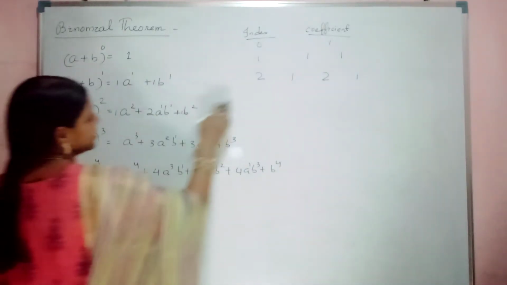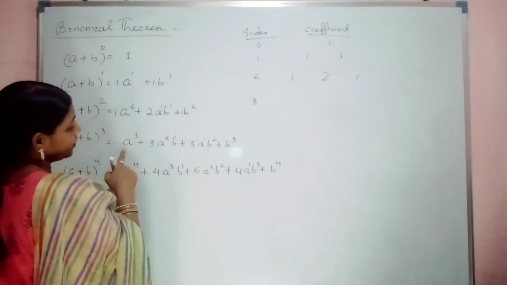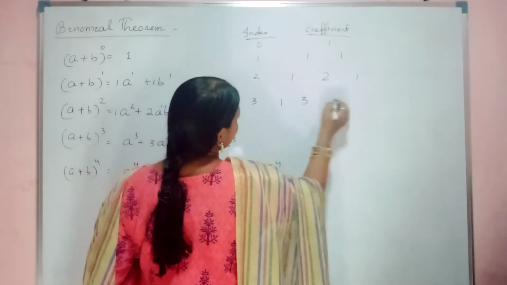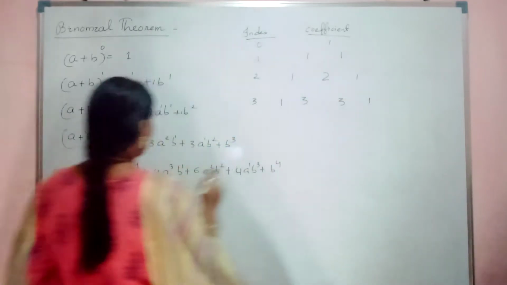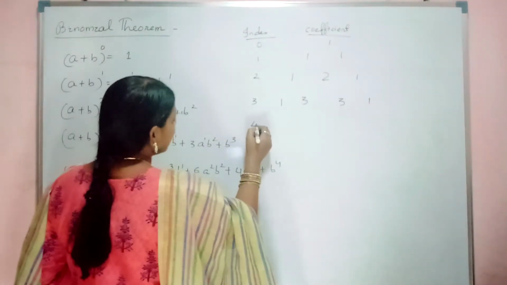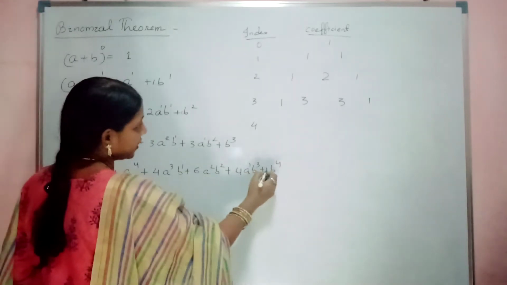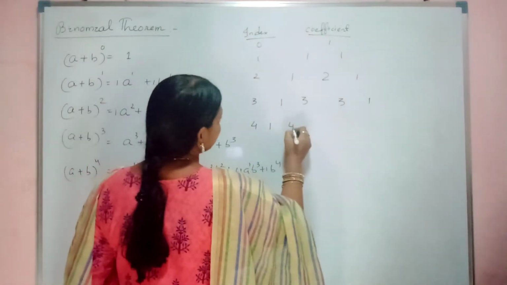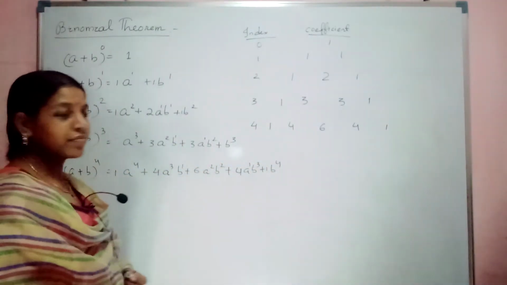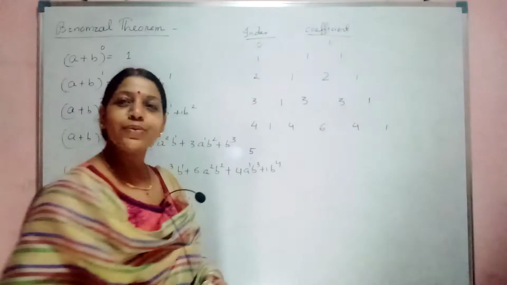Similarly, my index here, how much is it? 3. So what is the coefficient for it? 1, 3, 3, 1. So I will write it as 1, 3, 3, 1. Similarly, here my index is 4. What is the coefficient? 1, 4, 6, 4, 1. So I will write it as 1, 4, 6, 4, 1. Yes or no? Now similarly for 5, how do you need to write?